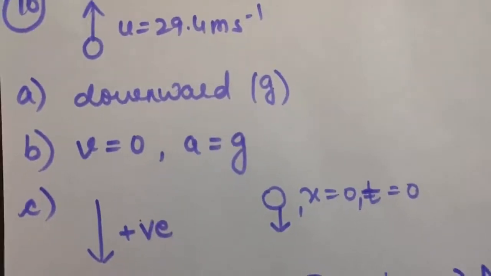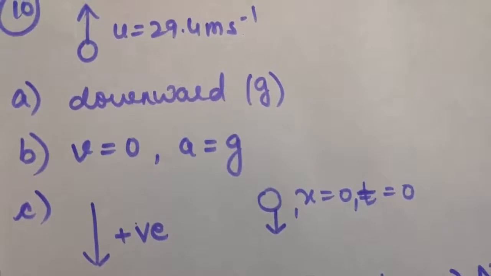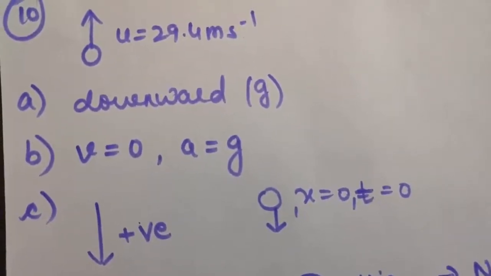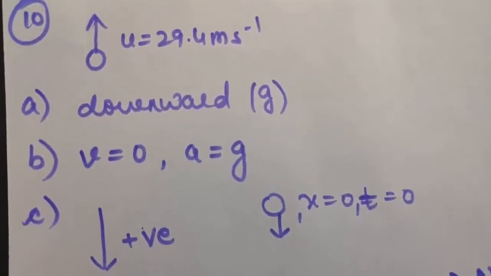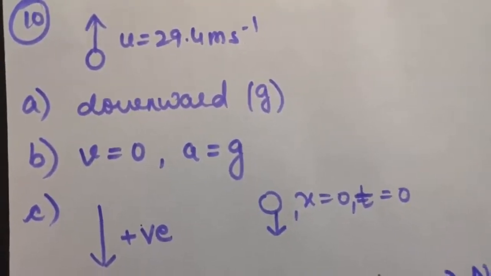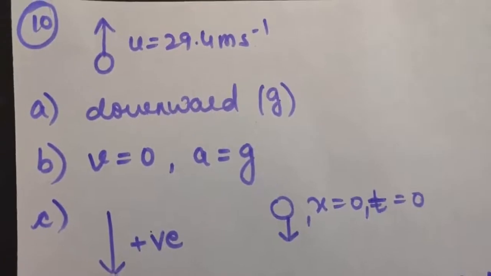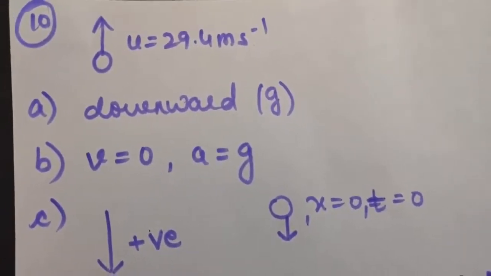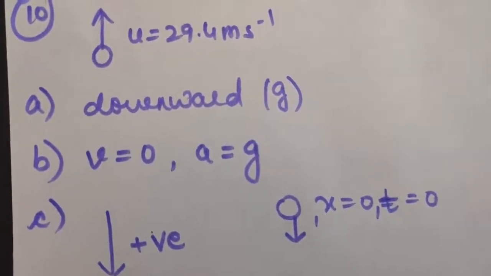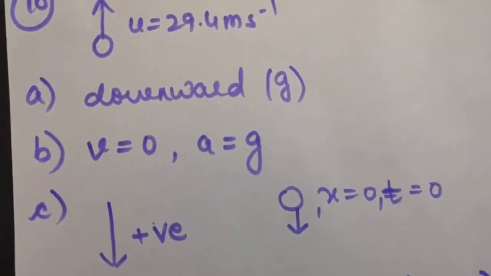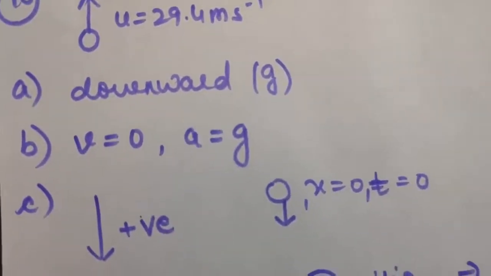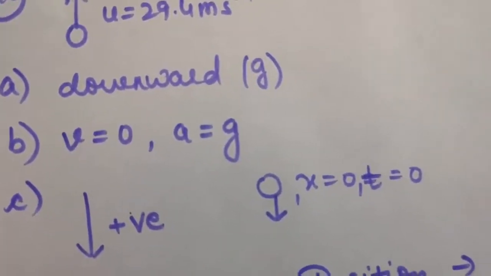B part says what are the velocity and acceleration of the ball at the highest point of the motion. When the ball reaches the highest point, after that it will come downward. That means its velocity will be 0, because if its velocity is not 0, then it should remain going upward. But if it is stopping there and coming downward, that means at the highest point the velocity becomes 0. So the velocity will become 0 at the highest point, but acceleration will remain g only, because acceleration is acting downward only.